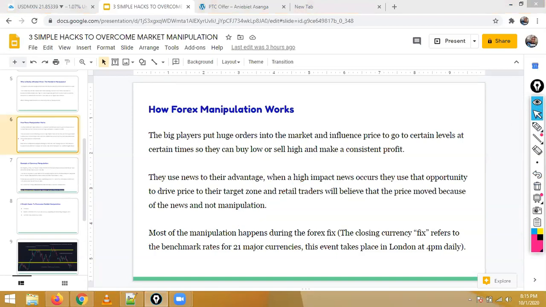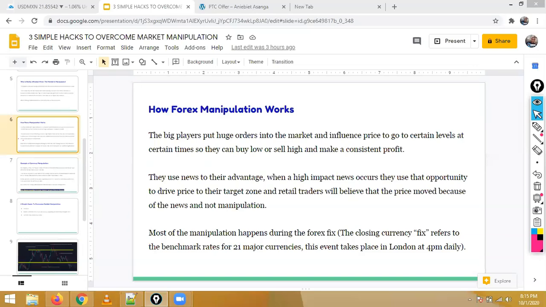So most manipulation also happens during the forex fix. The closing currency fix refers to the benchmark rates for 21 major currencies. This event takes place in London at 4 p.m. daily. So every day this event happens. It's like a balancing of accounts.